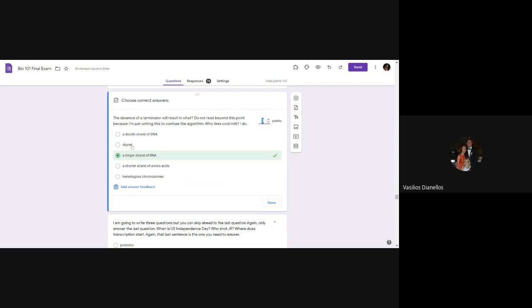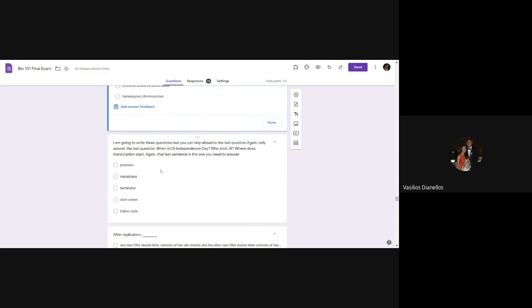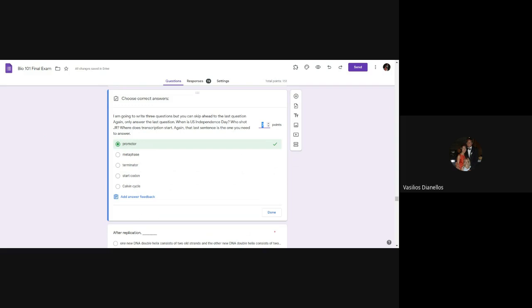Anyway, moving forward, where does transcription start? The simple answer is promoter. That is where transcription starts. That is the place on the DNA where the RNA polymerase attaches. If you guessed start codon, you got partial credit because at least you realize that of all the processes that we talked about, something does start at the start codon. It's translation, not transcription. But again, at least you're on the right track, so you got partial credit for that.